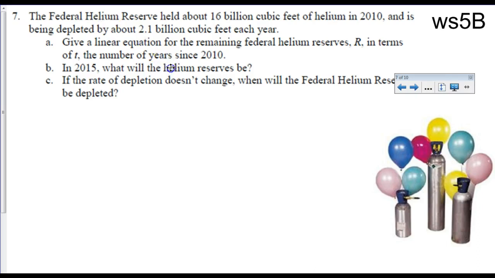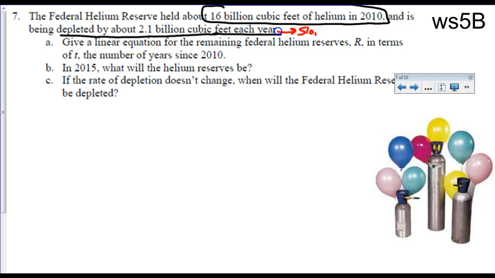All right, the Federal Helium Reserve says that there's 16 billion cubic feet of helium in 2010. Okie dokie. And it's being depleted by 2.1 billion cubic feet per year. So that last clue, that is slope. But remember, the word depleted means that it's decreasing. So it's decreasing 2.1 billion cubic feet. What we're going to do is another math trick where we're going to leave off the billions and we're just going to say, P.S. all this is in terms of billions. So that way we don't have crazy huge numbers.